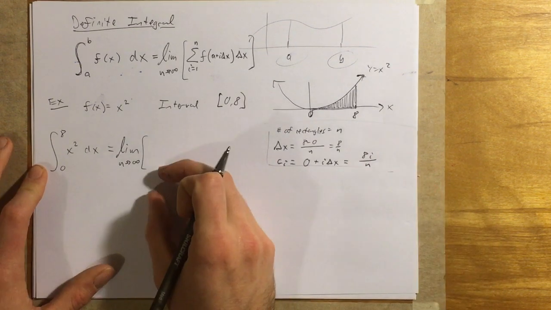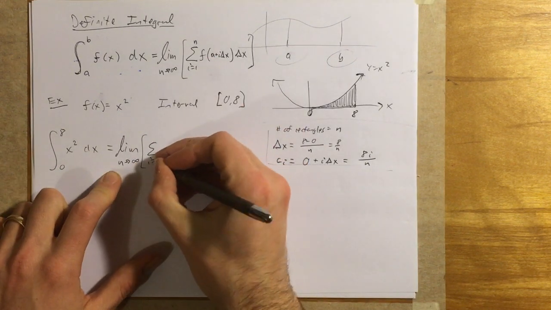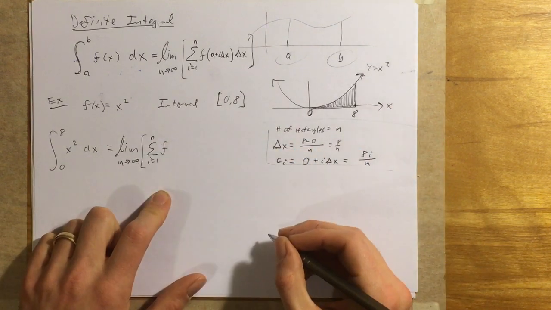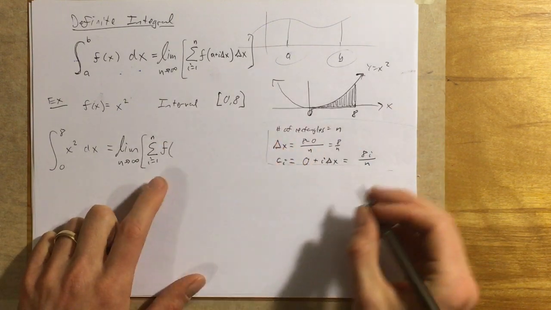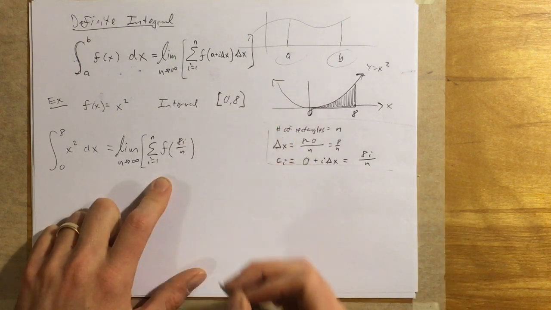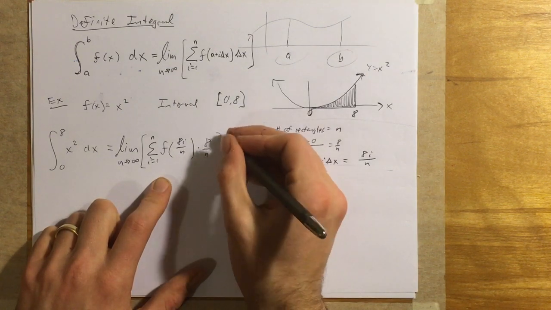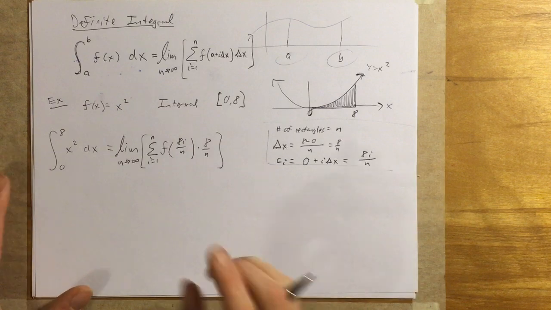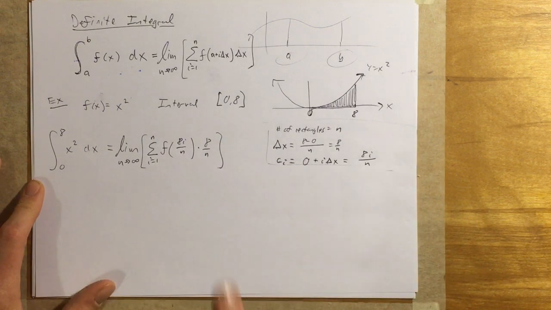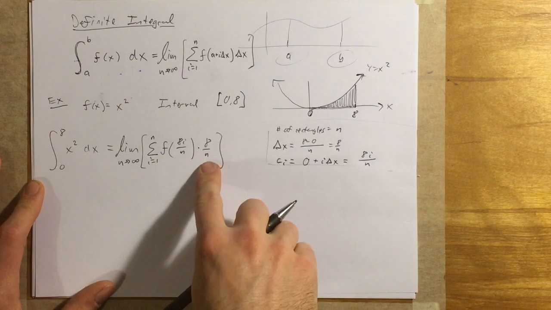So now, let's do this. We've got our limit, and we're going to do a sum, i equals 1 to n, and we're going to take the function, for now I'm just going to call it f, of a plus i delta x, which is going to be 8i over n, and then that times delta x, and delta x is 8 over n. So there we are. So far that's specifying the sample points on the inside of the function there, and it's specifying the width of the rectangles, delta x.